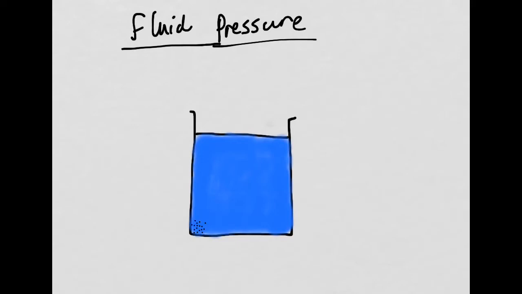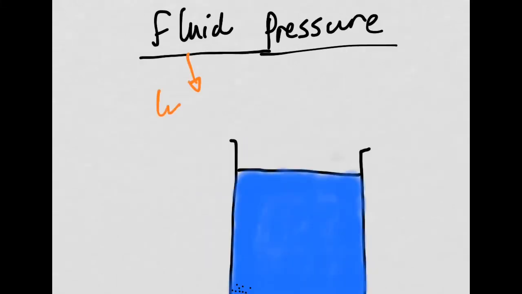So in this video I'm going to talk about fluid pressure, the pressure in fluids. Firstly, what do we mean by a fluid? Well, a fluid is something that can flow. So if you've got water, for example, that is a fluid because it can flow. If you've got air, that can flow, so it's a fluid. So a fluid is anything that can flow. In other words, it's a liquid or a gas. Okay, so gases and liquids are fluids.